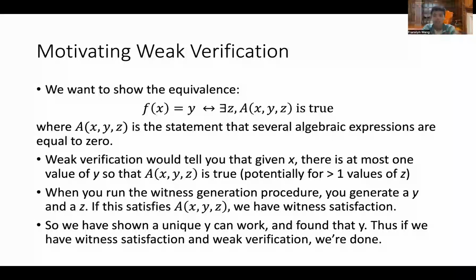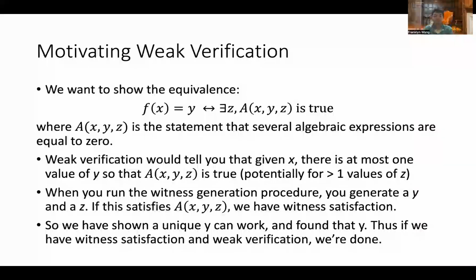So if you run the witness generation procedure, you generate a y and a z, okay? And if this satisfies a of xyz being true, then we have something called witness satisfaction. I'll talk about that a little later. So now, if we have witness satisfaction, then we've shown that only one specific value of y can work, and we've found that value of y. That means we have found the only value of y that works, and thus we've established this equivalence for a specific value of x. And if this were true for all x, then we would have this equivalence.